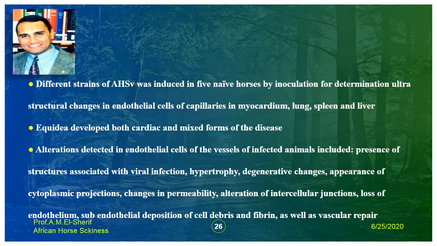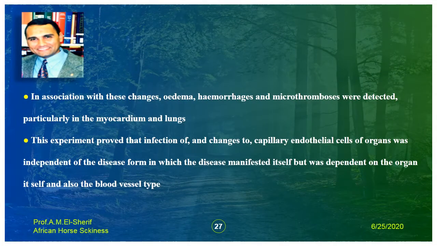Alterations detected in endothelial cells of the vessels of infected animals included the presence of structures associated with viral infection, hypertrophy, degenerative changes, appearance of cytoplasmic projections, a change in permeability, alteration in intercellular junctions, loss of endothelium, subendothelial deposition of cell debris and fibrin, as well as vascular repair. In association with these changes, edema, hemorrhages, and microthrombosis were detected, particularly in the myocardium and lungs.